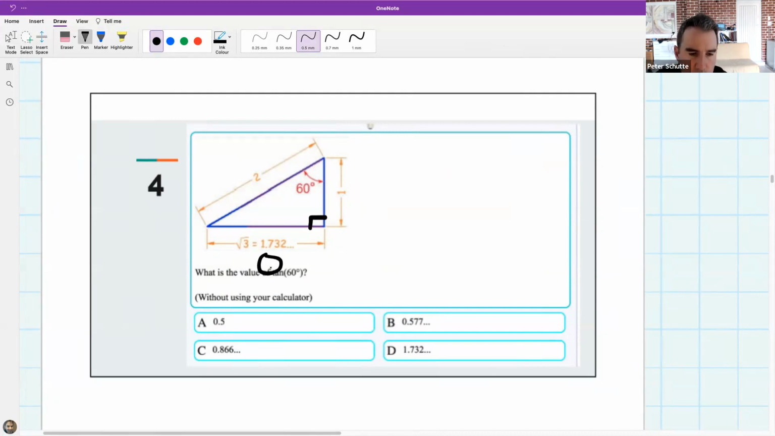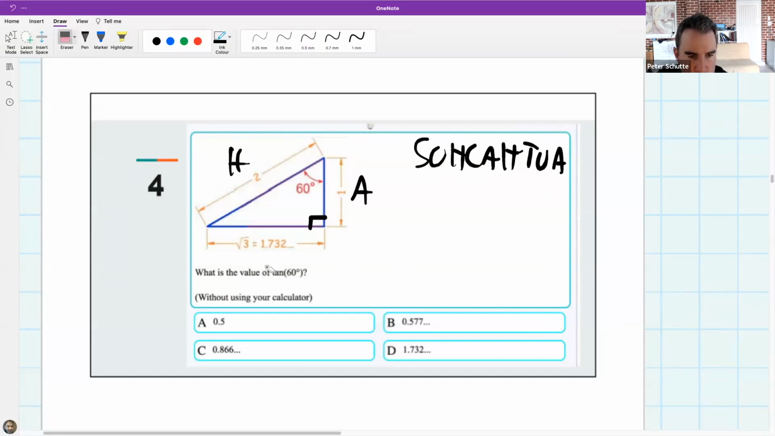So if that's the O and this is the H and that is the A, it feels to me like SOHCAHTOA should be O over A. So root 3 over 2, which is going to be, I think I disagree with, so root 3 over 60, that's O, that's A. Let me get my calculator just to check, but I see some answers that are different.